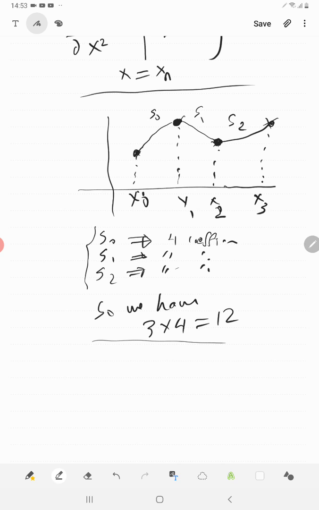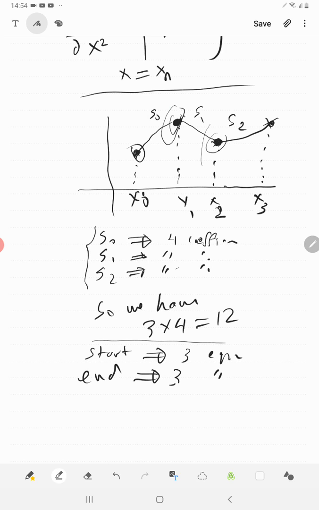From the start points, we have 3 equations. End points will give you 3 equations. That's 6. Start means what? Start of S0 is this point here, start of S1 is this point here, start of S2 is this point here. End of S0 is this one, end of S1 is this one, end of S2 is this one.